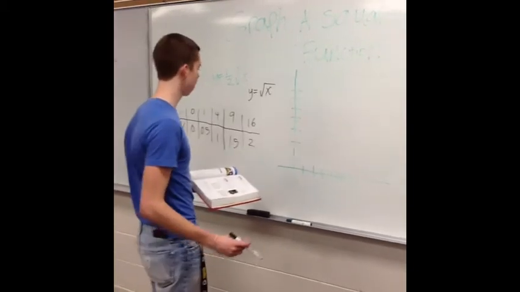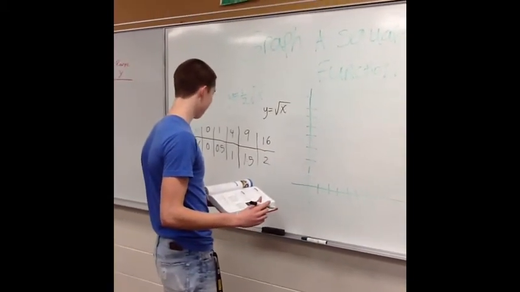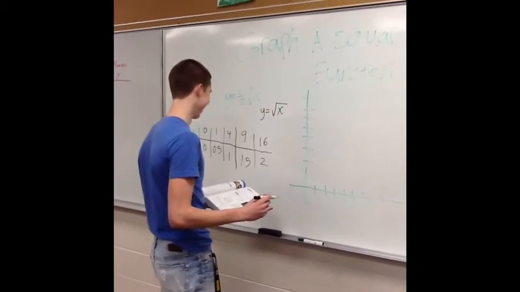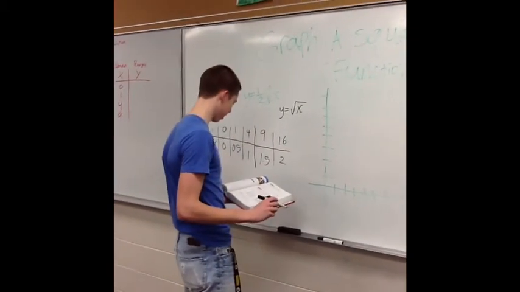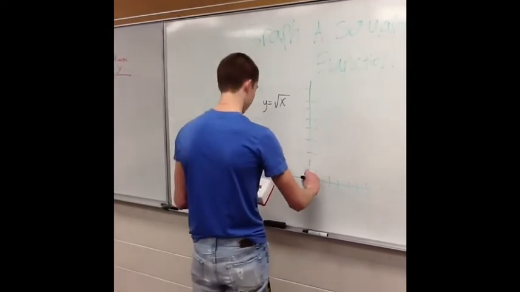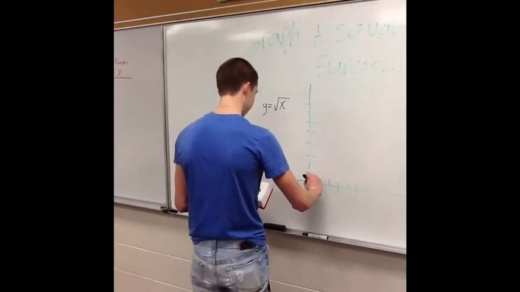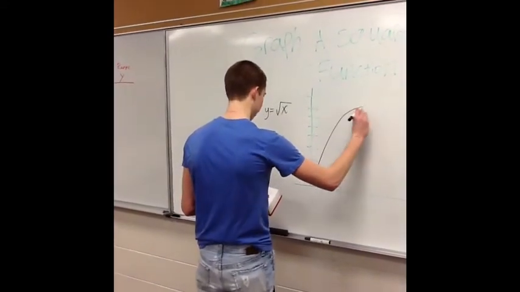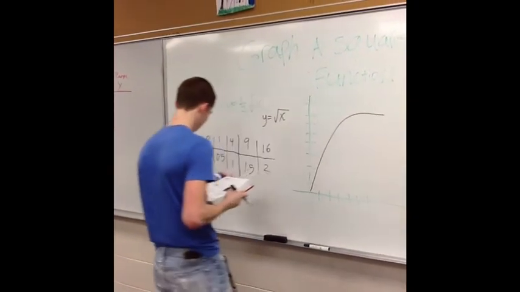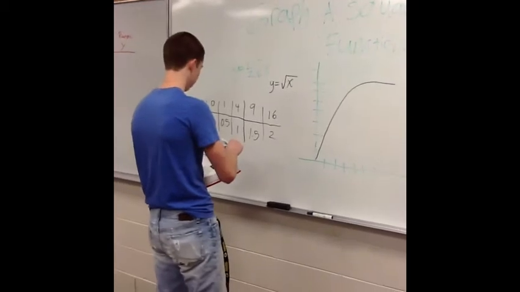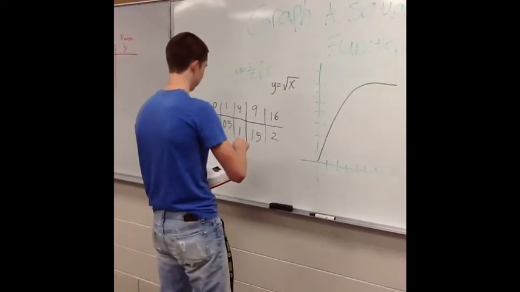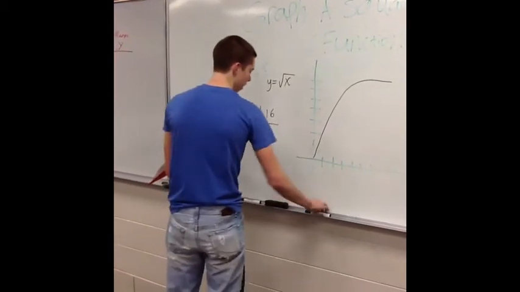So now we're going to graph it. And the graph y equals the square root of x will look something like this. And then our graph will look like, let me get a different marker.